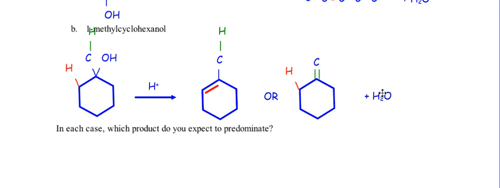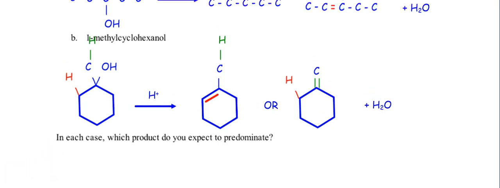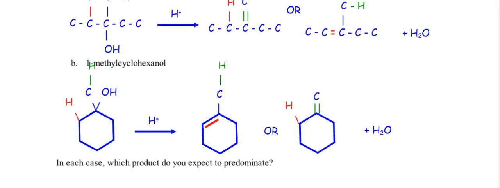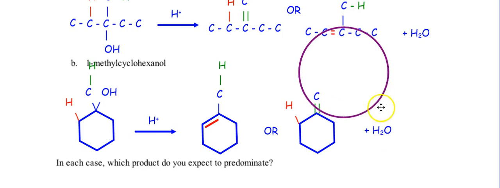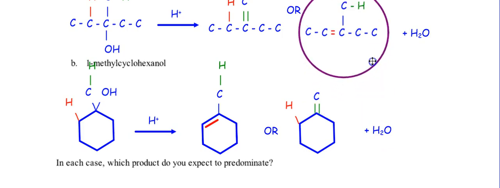So now what? It says in each case, which one do you expect will be predominant? All right, so let's find out. Here, let's go back up here again. So which one of these do you think is more likely to occur? The one that's hanging out in the middle, the double bond, or the double bond that's a little bit buried? Well, guess what? It's the double bond that's buried. Okay, right here. That one's going to predominate.